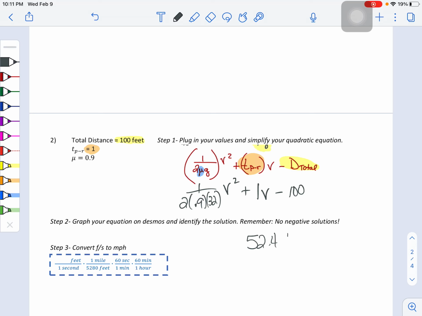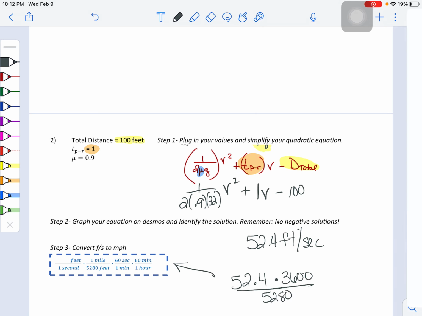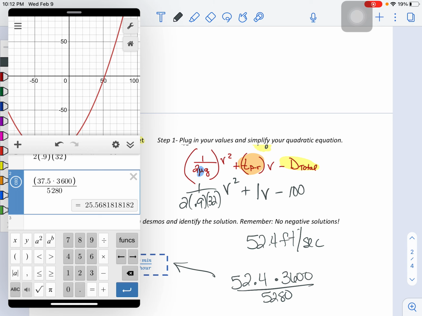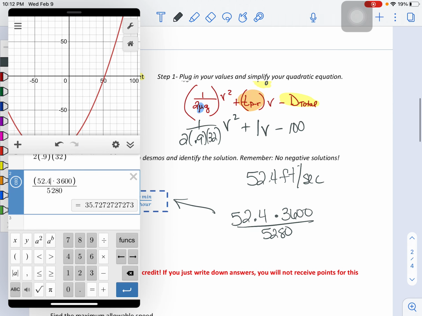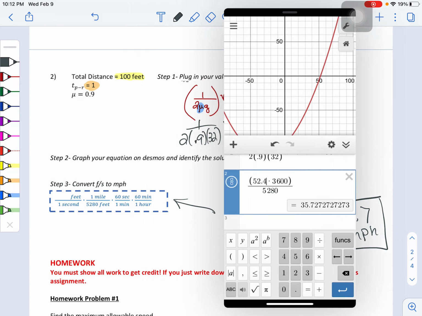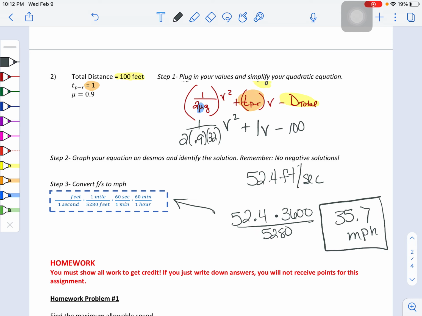So 52.4 feet per second, and we are going to convert it to miles per hour, and the chart is right there. So we're going to multiply by 3,600, divide by 5280. Okay, so I'm just going to change this to 52.4. And we get 35.7 miles per hour. If we want to stop in 100 feet, I can only go 35.7 miles per hour.